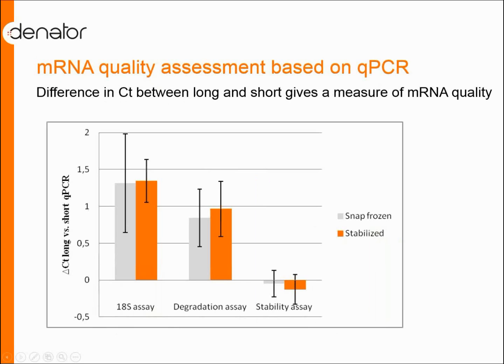And if we look at the difference itself, we see here that although there is a difference between the long and the short, there is no difference in the samples that were heat stabilized compared to the snap frozen. And so the degradation assay and the stability assay, those are based on mRNA, whereas this is based on somewhere on the 18S rRNA.